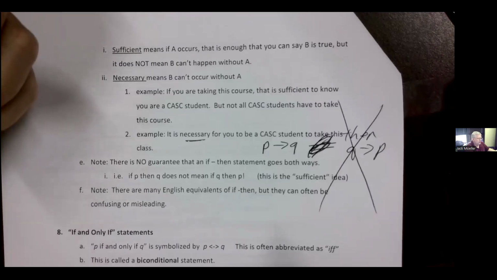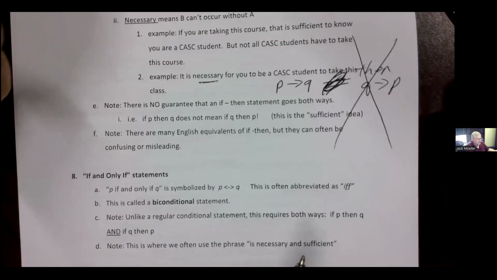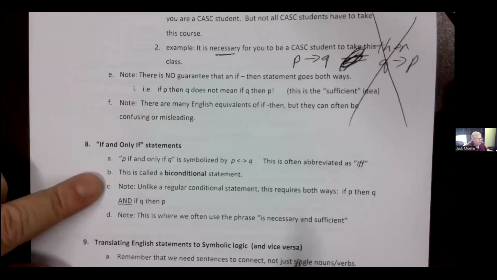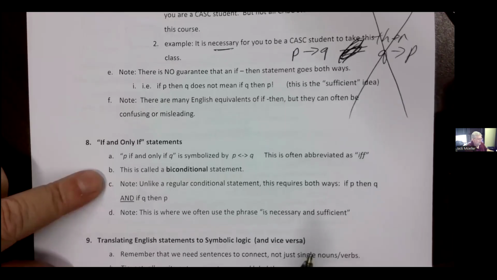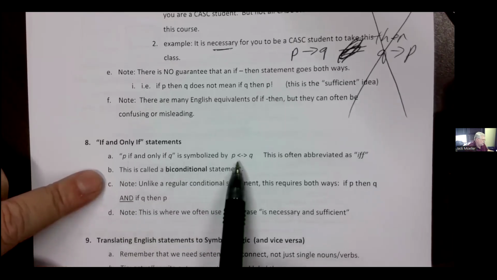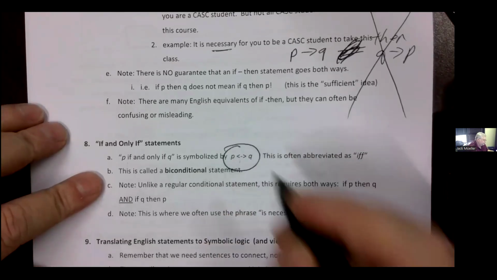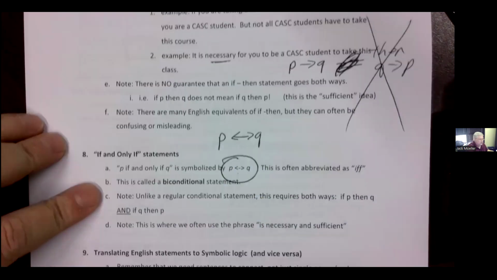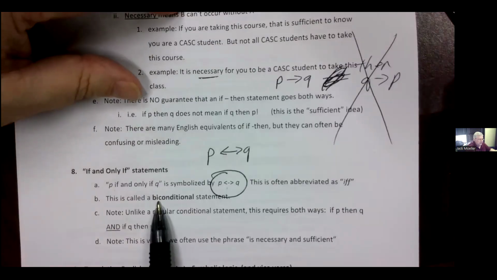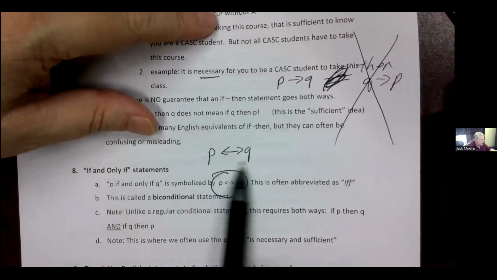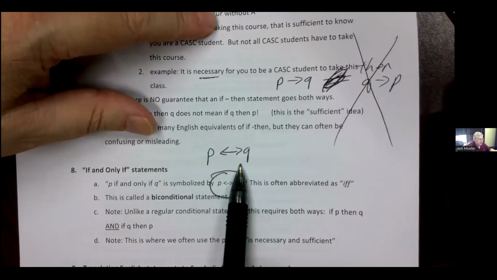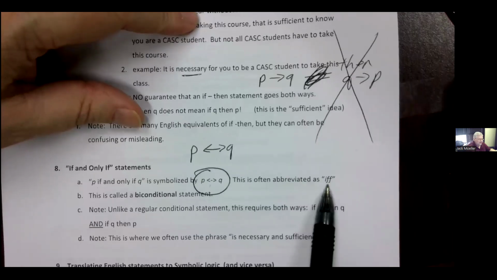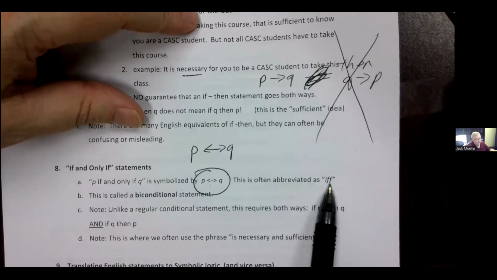So we have the conjunction, which is an and statement, the disjunction, which is an or statement, the conditional, which is an if then, and then our fourth one is an if and only if. P if and only if Q is symbolized with an arrow going both directions. Write that a little bit bigger so you can see it. This is called a biconditional. Bi meaning two. If we're going both ways on the if then, we have both conditions. It's often abbreviated IFF, for if and only if.